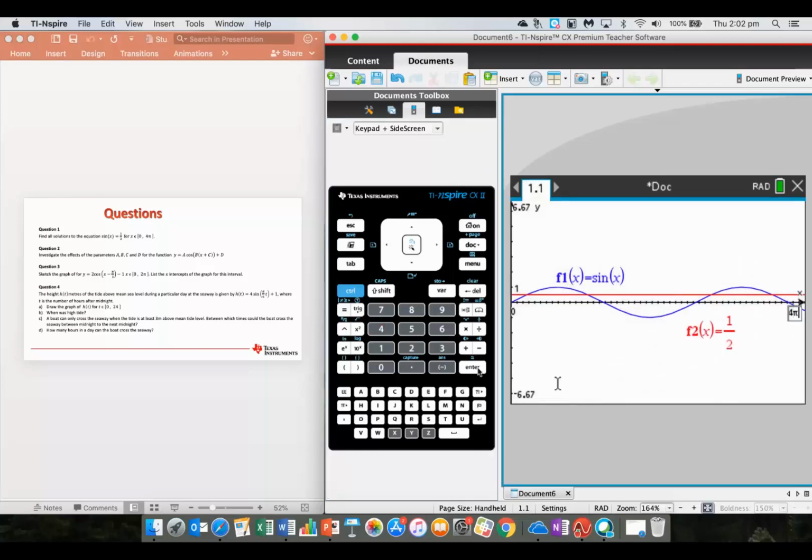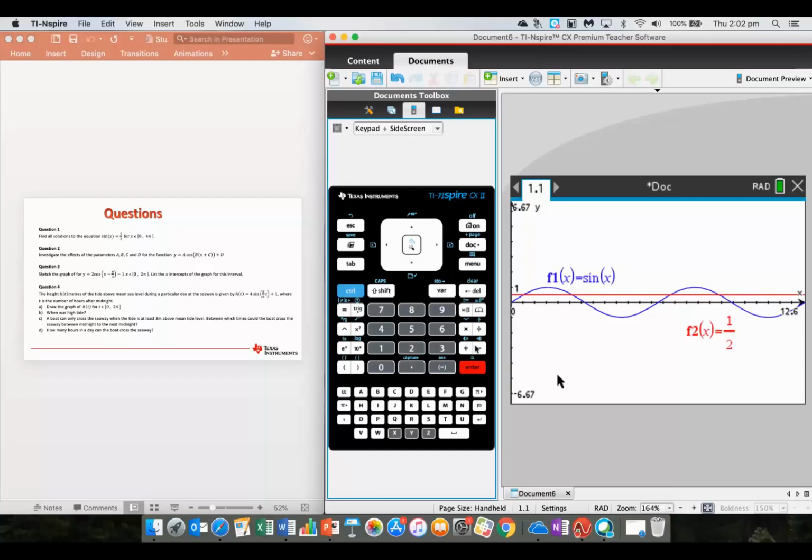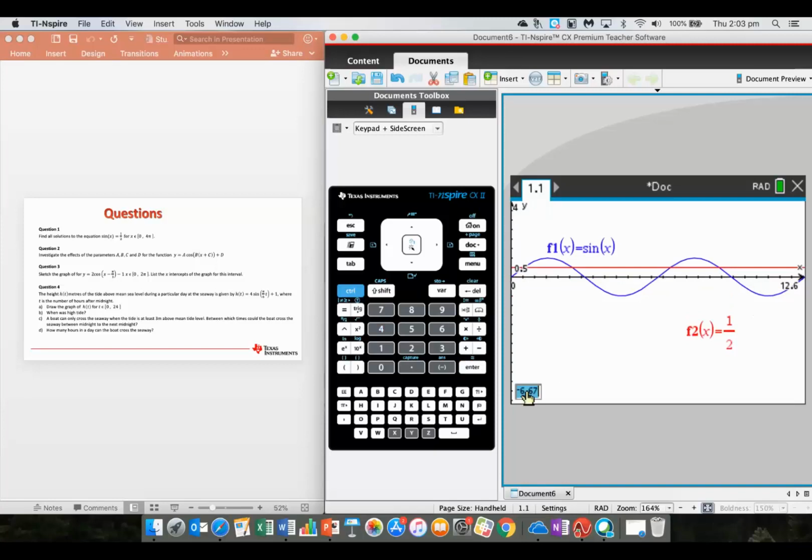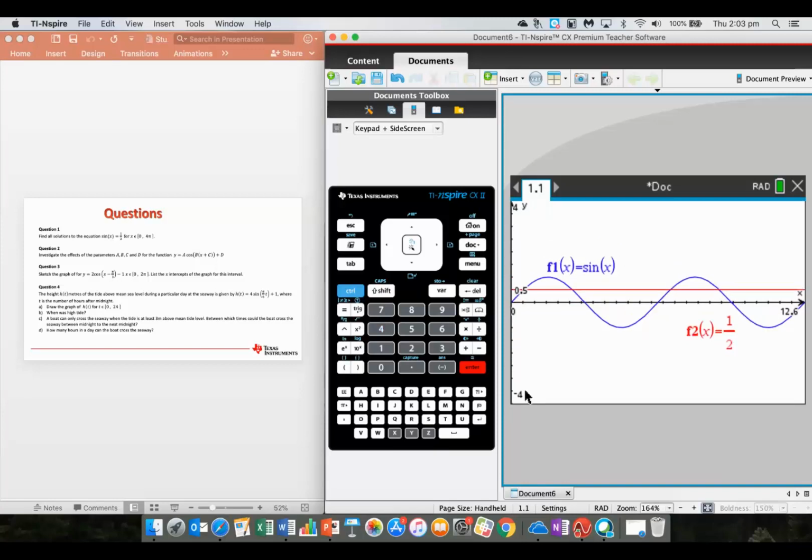Hit enter. Now I don't have to change the values shown for the y-axis, but I do like to tidy that up a bit, so I'll change the maximum y value to 4 and the minimum y value to -4. I can see quite clearly now that the graphs intersect in 4 different places, so there should be 4 solutions for the given domain.